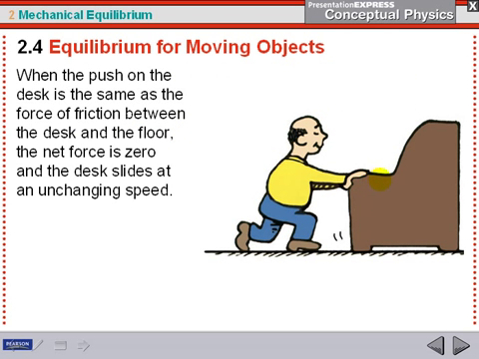So this gentleman is pushing this desk across the floor, and he's gotten it so that the desk is sliding across at an unchanging speed, presumably in a straight line. In that case, the net force is zero. The force of friction on the desk, going in that direction and opposing his push, and the force that he's applying are equal.